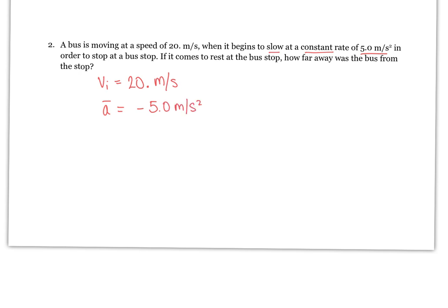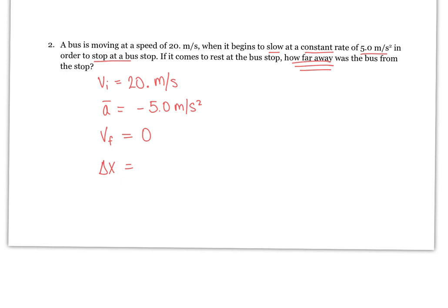In order to stop the bus, what did they just tell me with those words there? They told me my final velocity is going to be 0. Remember, 0 is not measurable, right? So you don't have to worry about 0 with significant digits, okay? It said if it comes to rest at the bus stop, how far away? What am I looking for? My change in x, or my displacement here. How far away is what I'm looking for.